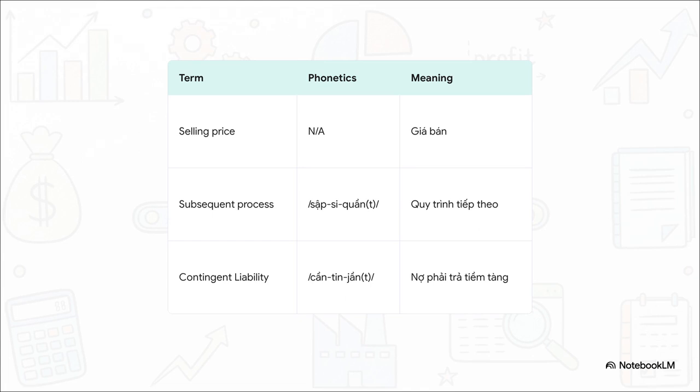Wow, we've covered a ton of ground today. Let's do one final super smooth read-through of 3 standout terms to really lock them into your memory. Ready? Selling price. Subsequent production process. Contingent liability.